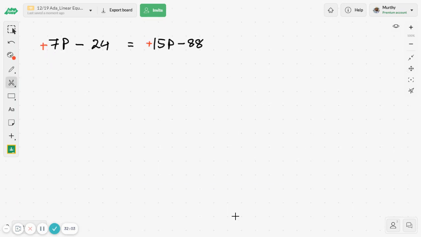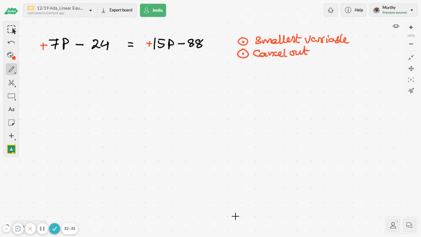Carefully. Step 1 is to identify the smallest variable of the given two. I see that one is 15p and the other one is 7p. Of these two, the smallest variable is 7p, right? Then the second step is you have to cancel out.